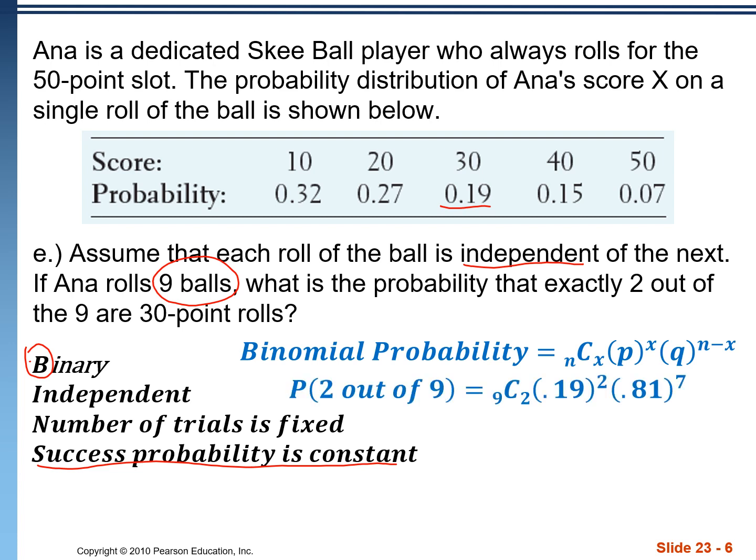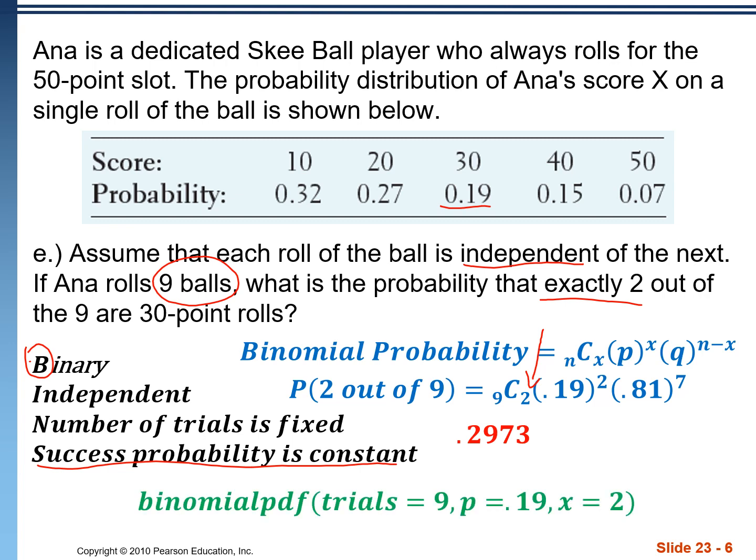So we're going to plug everything in here. 9 choose 2. We want exactly 2 of those 9 to be 30-point rolls. 0.19 squared, 0.81 to the remaining 7 trials. That gives us 0.2973, which is our answer. If you look in your distributions menu, which is where you find normal CDF, TCDF, etc., you're going to see functions for binomials. There's a binomial PDF, which we use when we just want to find the probability of one thing occurring. That's what we're doing here. We would use CDF if we were combining multiple events, like the probability of 2 through 5.